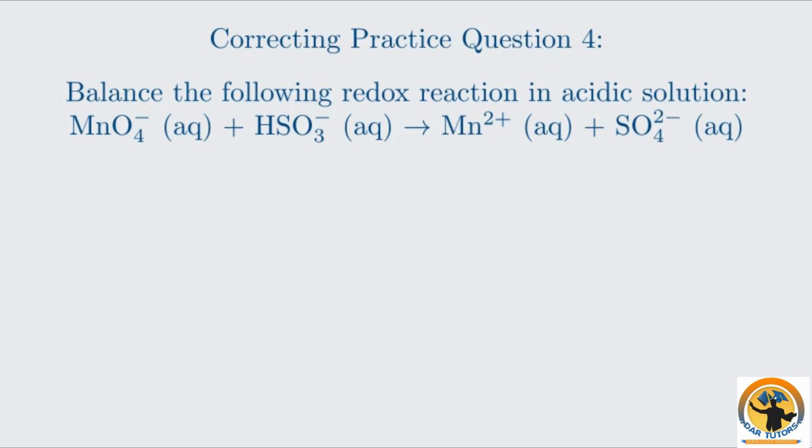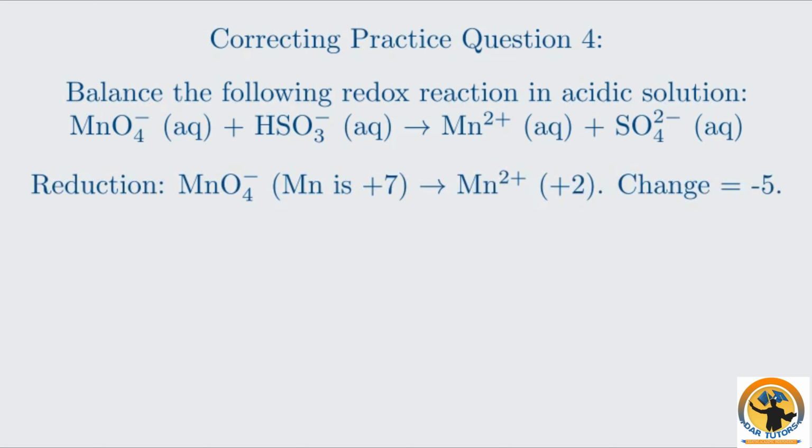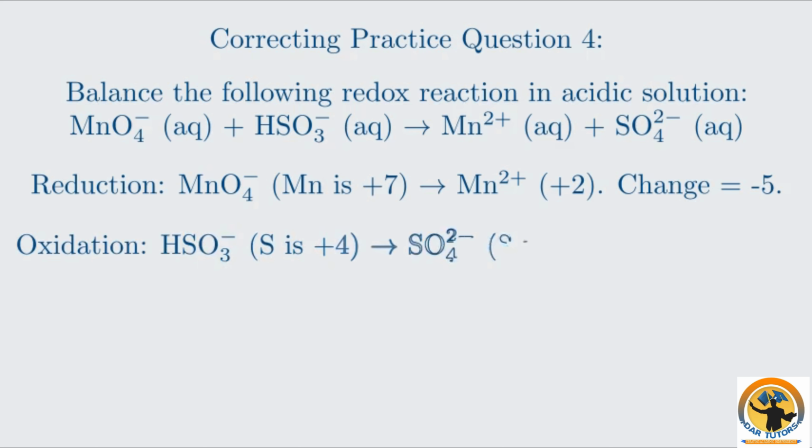The oxidation state of Mn is +7 in MnO4- and +2 in Mn2+. That's a decrease of 5. This is the reduction half. Now for the sulfur. In HSO3-, hydrogen is +1, oxygen is -2. So sulfur is +1 plus S plus 3 times -2 equals -1, which gives S equals +4. In SO4 2-, sulfur is S plus 4 times -2 equals -2, which gives S equals +6. So sulfur increases from +4 to +6. This is the oxidation half.